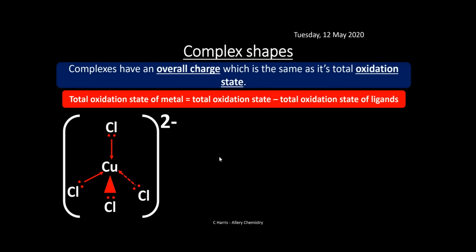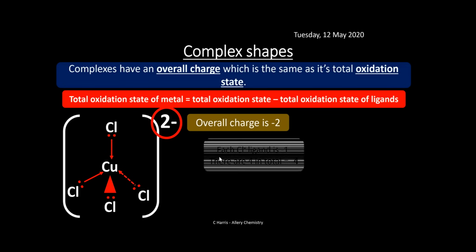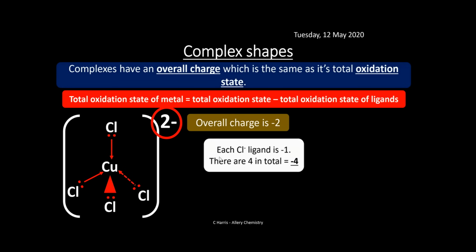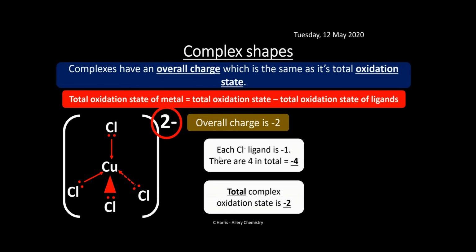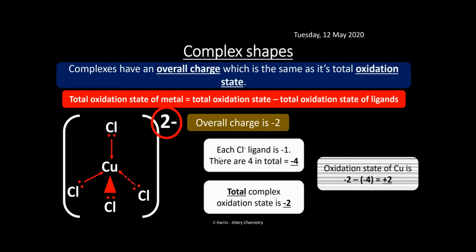So let's have a look. Let's bring this example back up again with our 4 chlorines surrounding our copper ion in the middle there. So the overall charge, remember, on the outside is -2. That's the overall charge of our complex. Each chloride ligand, or Cl-, is a -1. And we have 4 of them, so that's -4 in total. So the total complex oxidation state is -2 in this case. So the oxidation state of Cu, which is copper, is -2 minus -4 equals +2.